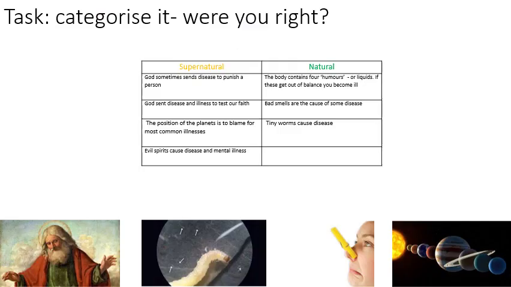So just to summarise it for you guys, hopefully you got it all right. If you didn't, you'll need to obviously edit your table to make sure that it's right at this point. Okay, so we've got our supernatural side. So God sometimes sends disease to punish someone. God sent diseases and illness to test our faith, the position of the planets, and evil spirits cause disease and mental illness. And then our natural, so things that are to do with the human body or the natural world. So the body contains 4 humours, and these are liquids, and if these get out of balance, you become unwell. Bad smells, okay, bad smells that exist in the air, all right, and tiny worms cause disease.